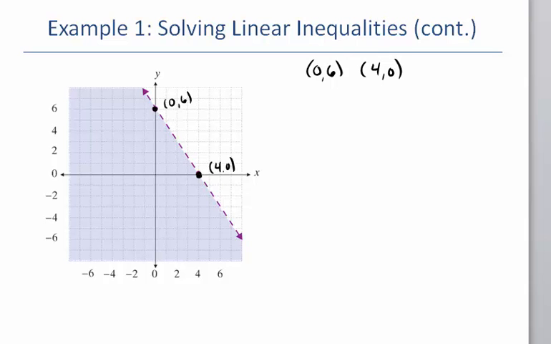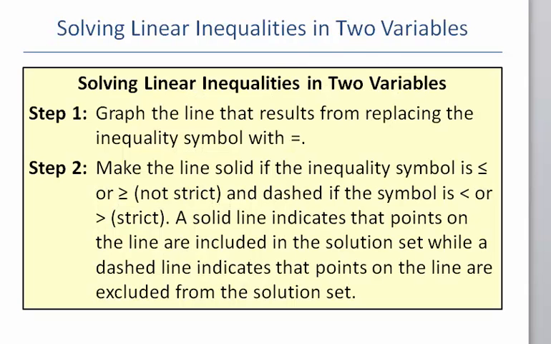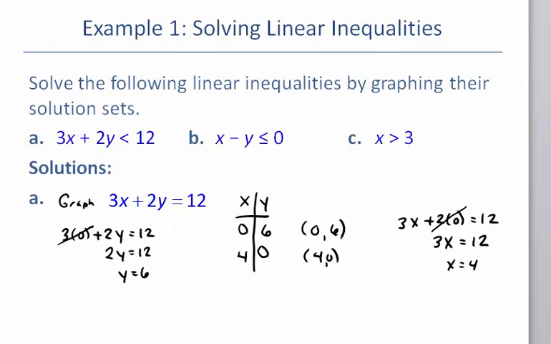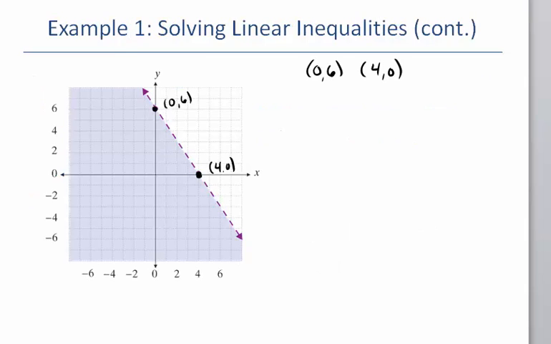And remember, when we look back at our steps, how do we know which of it we're using? It says make the line solid if you have a less than or equal to or a greater than or equal to. Make it dashed if you have less than or greater than. So our problem had just a less than in it. And so if our problem only has a less than in it, then we're going to make it a dashed line. And so that is why this line is dotted as we extend it down.